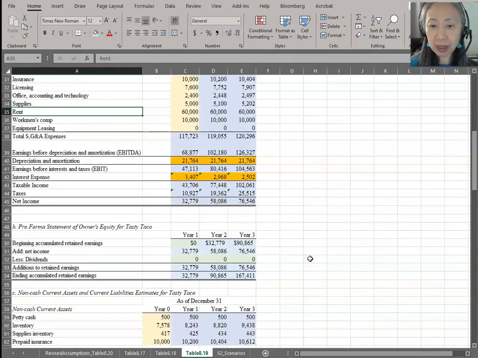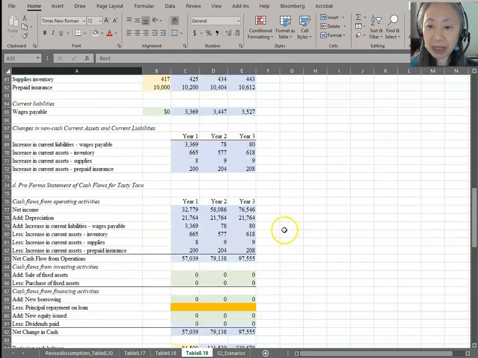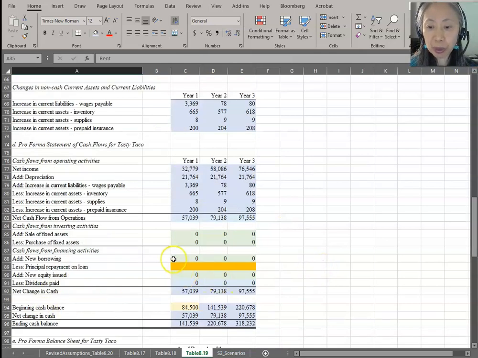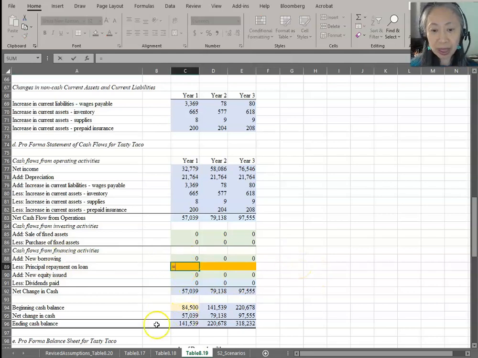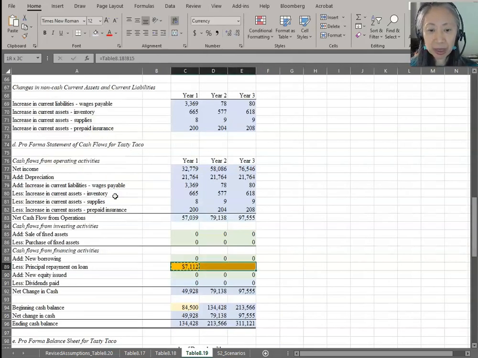For the rest of the statements, the pro forma statement of owner's equity, nothing really changed in here, except now we have a positive net income in year one under our new strategy. And most of this remains the same, except when we go into borrowing and repayment. Under the term loan, we are repaying principal on the loan, so we need to include that. Once again, we have computed that in table A18, so we can just pull that over here. So it's important to separate interest from principal repayment because they go to two separate places.